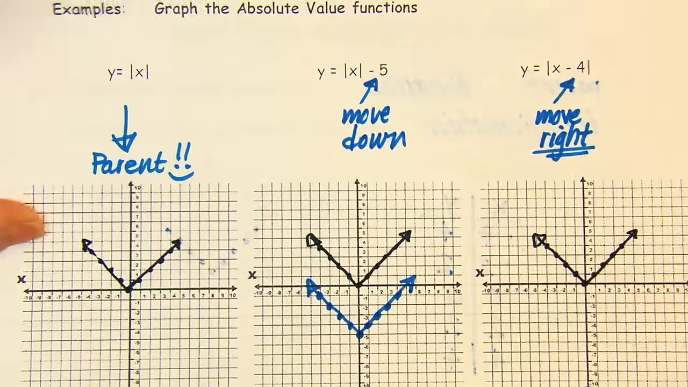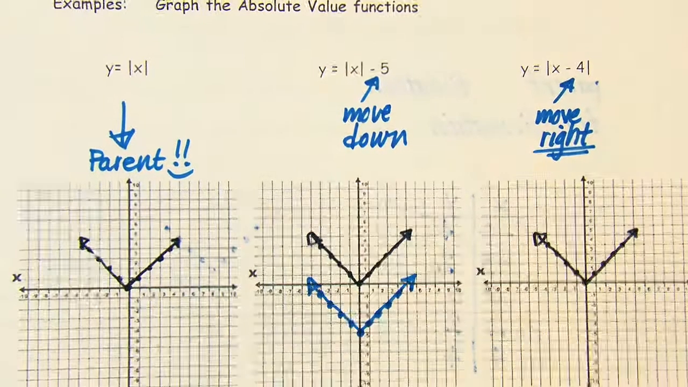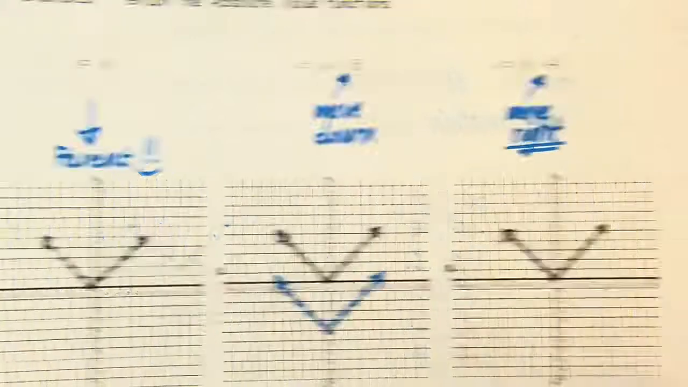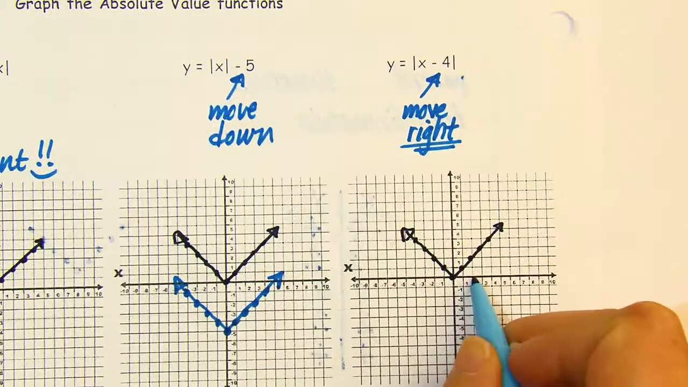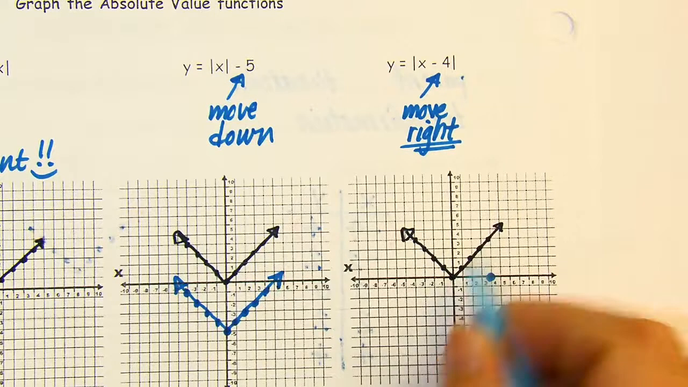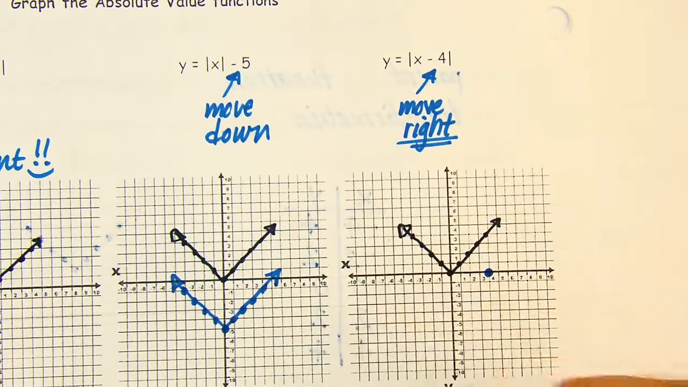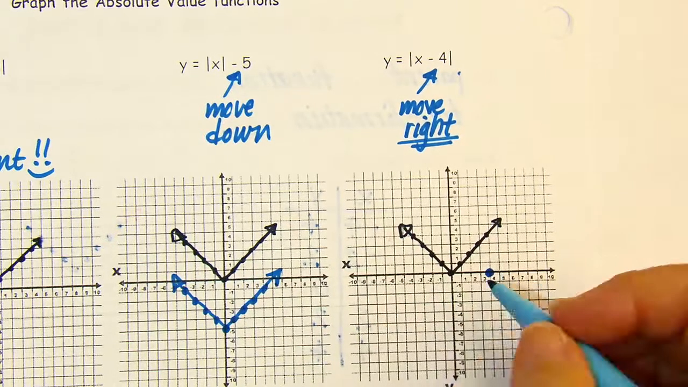All right, so inside with x, we move on x, not in the direction of the sign, but in the direction opposite the sign. So I'm going to move this thing 4 units to the right. So I go 1, 2, 3, 4. That's this point right here. It's almost like if I could pick this up and just slide it around on that coordinate plane. I'm going to shift it over 4 units to the right.